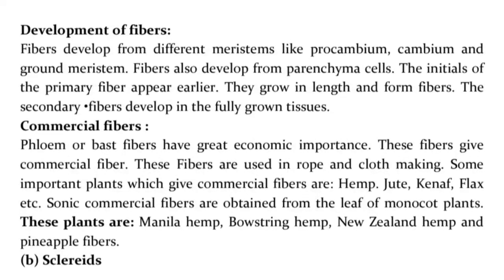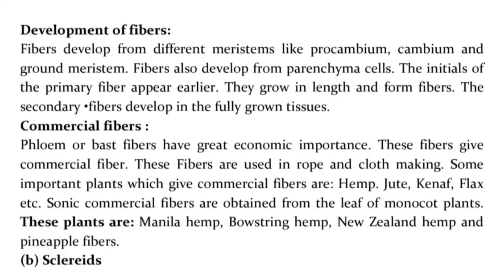Development of fibers. Fibers develop from different meristems like procambium, cambium and ground meristem. Fibers also develop from parenchyma cells. The initials of the primary fiber appear earlier. They grow in length and form fibers. The secondary fibers develop in the fully grown tissues.